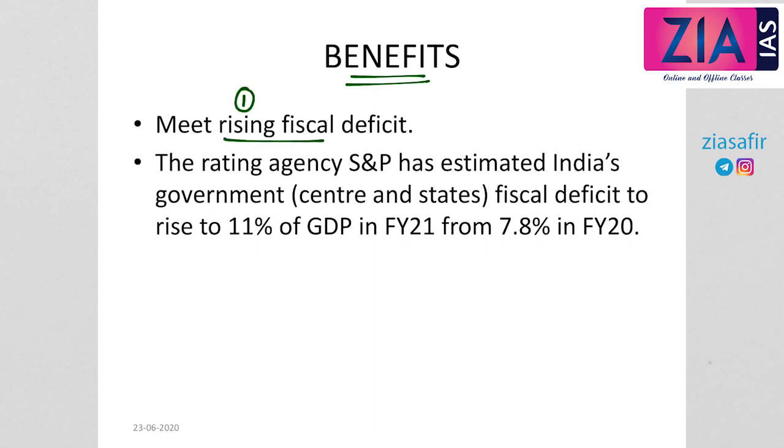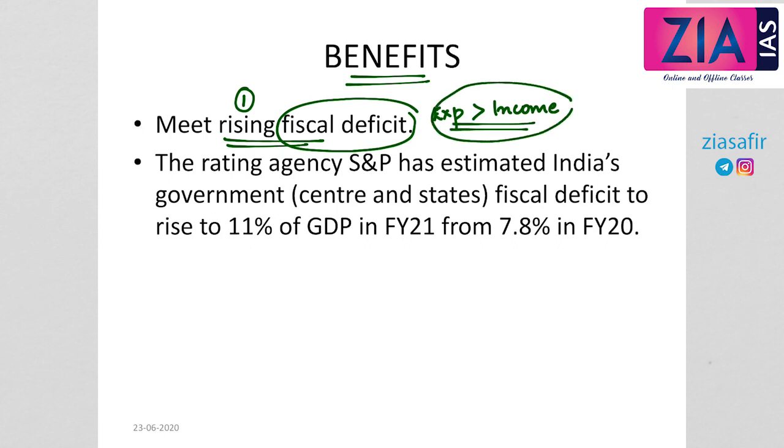First, it will help the government in meeting the rising fiscal deficit. Now what is fiscal deficit? Fiscal deficit is the excess of expenditure of the government over the income of the government. Now how will this help in meeting the rising fiscal deficit? For the government, the expenditure on one side is increasing, whereas the income on the other side is decreasing, especially on the backdrop of COVID-19, and even before the outbreak of COVID-19, the economy was going through a slowdown. So government expenditure is increasing on one side and income, especially the tax income, is decreasing. So this has led to the rising of fiscal deficit.